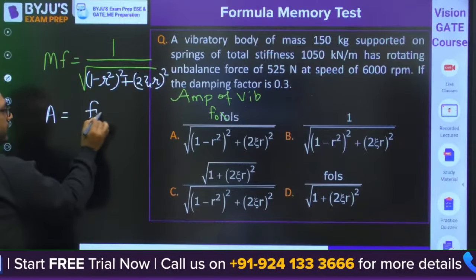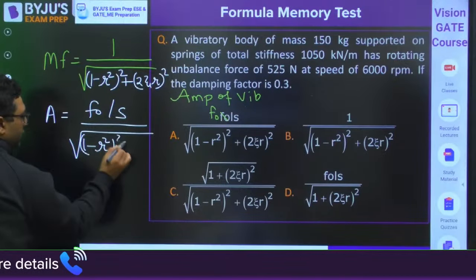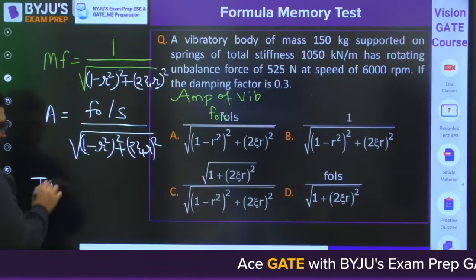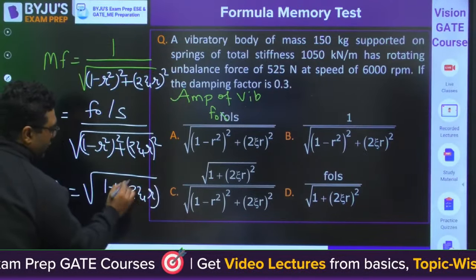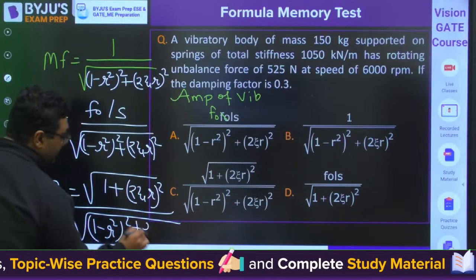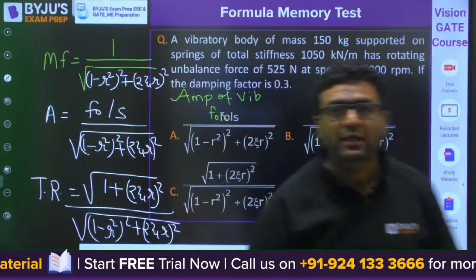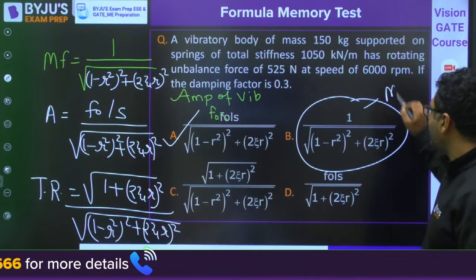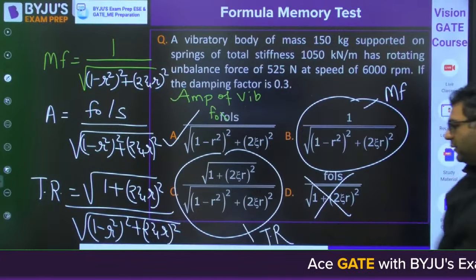The amplitude formula is F naught by s, times 1 over the square root of (1 minus r square) whole square plus (2 zeta r) whole square. Then the formula for transmissibility ratio is the square root of 1 plus (2 zeta r) square, over the square root of (1 minus r square) whole square plus (2 zeta r) whole square. So the correct answer here is A. This is the formula for magnification factor, this is for transmissibility ratio, and this one is for nothing.